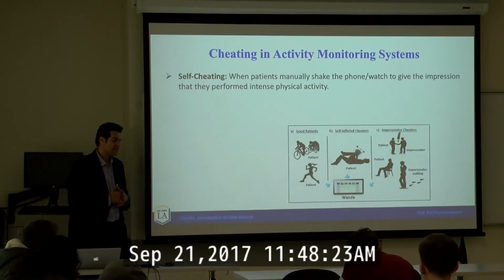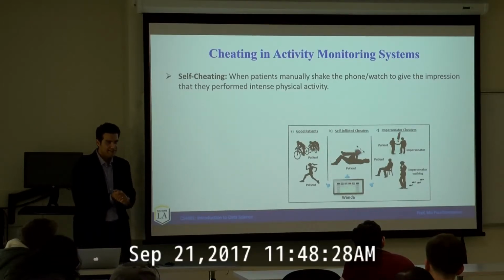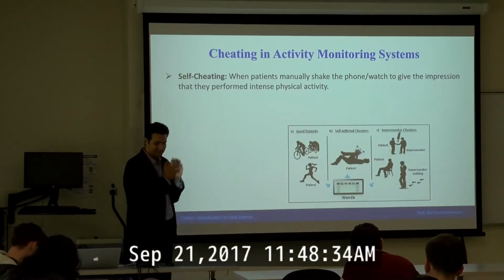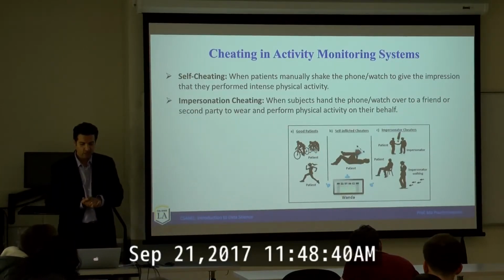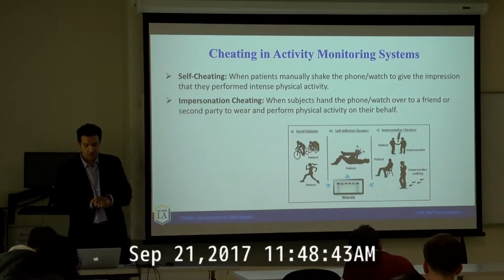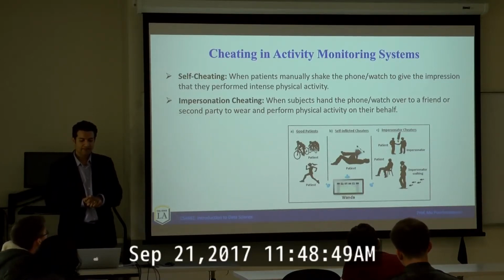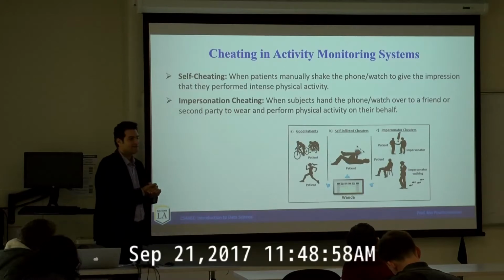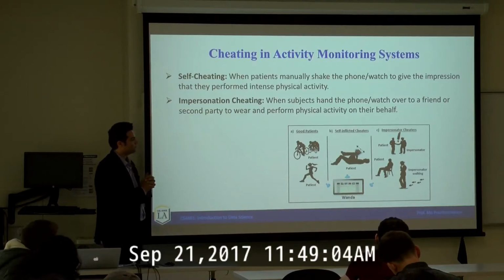I know a patient that put his smartwatch on his dog and asked him to run to make fake physical activity for the system. Another type of cheating is impersonation cheating, when a subject hands the phone or watch over to a friend or second party to wear and perform physical activity on their behalf. So when you have a friend that wakes up at 5 a.m. every morning and goes running for 1 hour, you can give your watch to him, and then he generates a lot of fake physical activity.